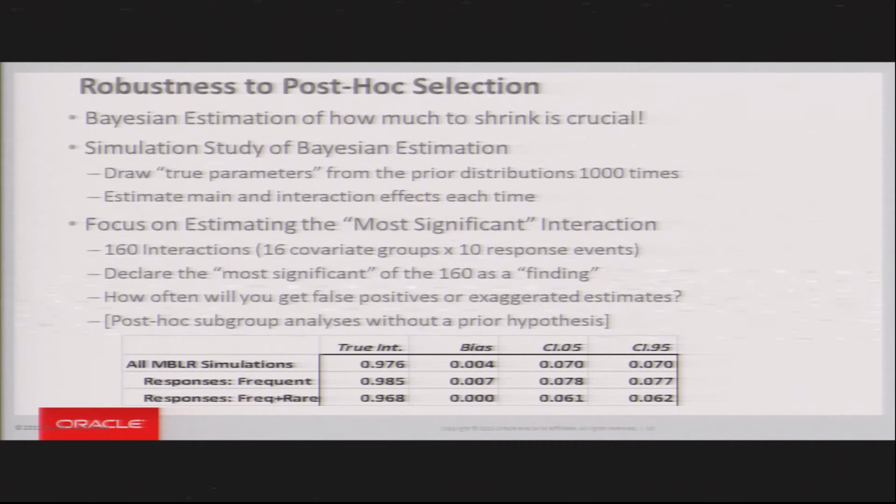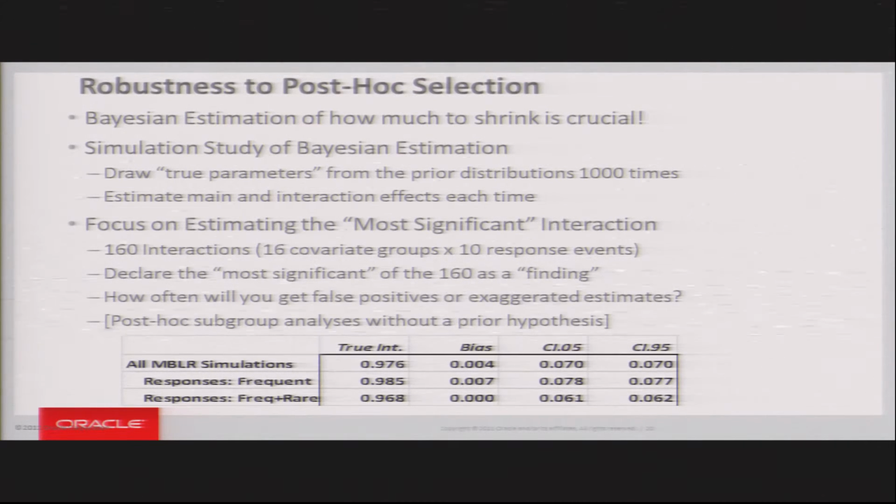In a simulation study with the Bayesian shrinkage, though, we found that the shrinkage methodology automatically adjusts for this. We did a simulation in which you actually looked at 160 separate subgroup by response variable combinations. There were 16 covariate groups here and 10 response events, so there's really 160 things you could look at to declare, wow, I found that older people had a problem with dehydration.